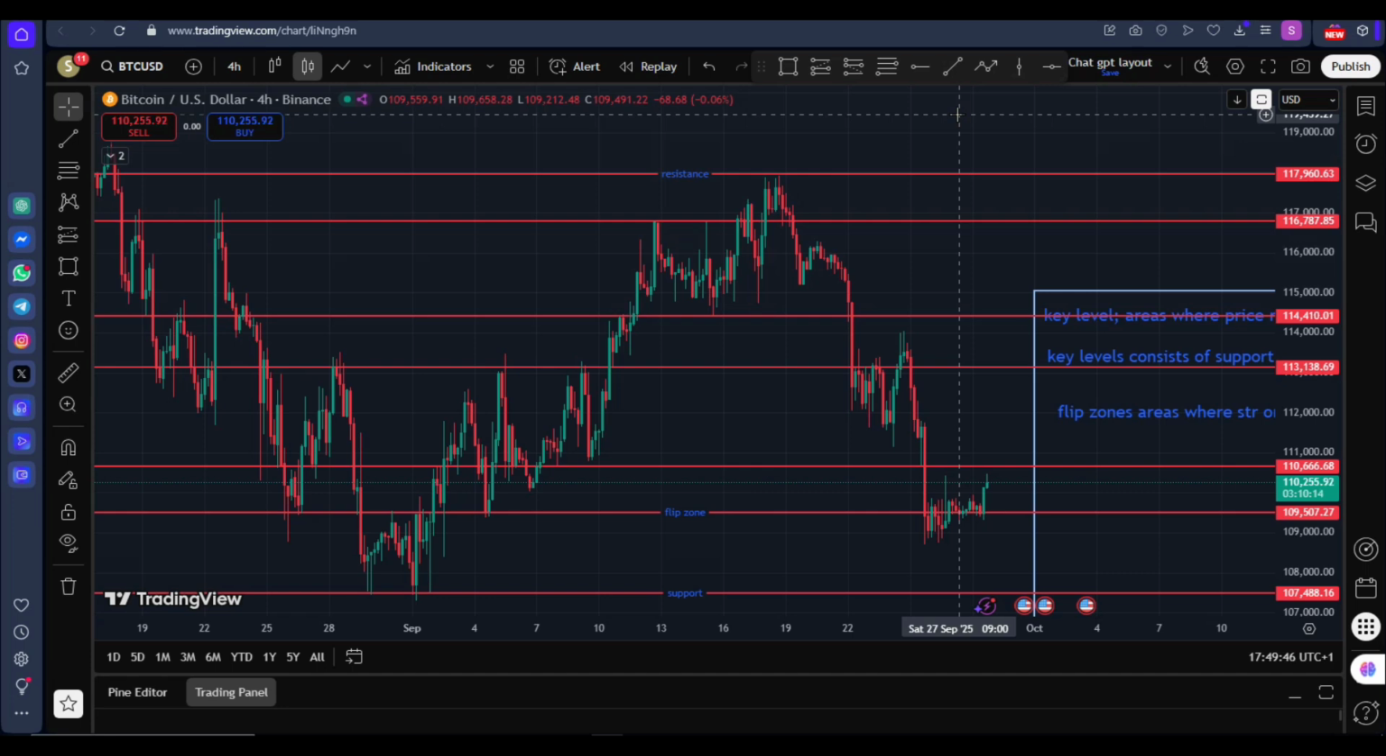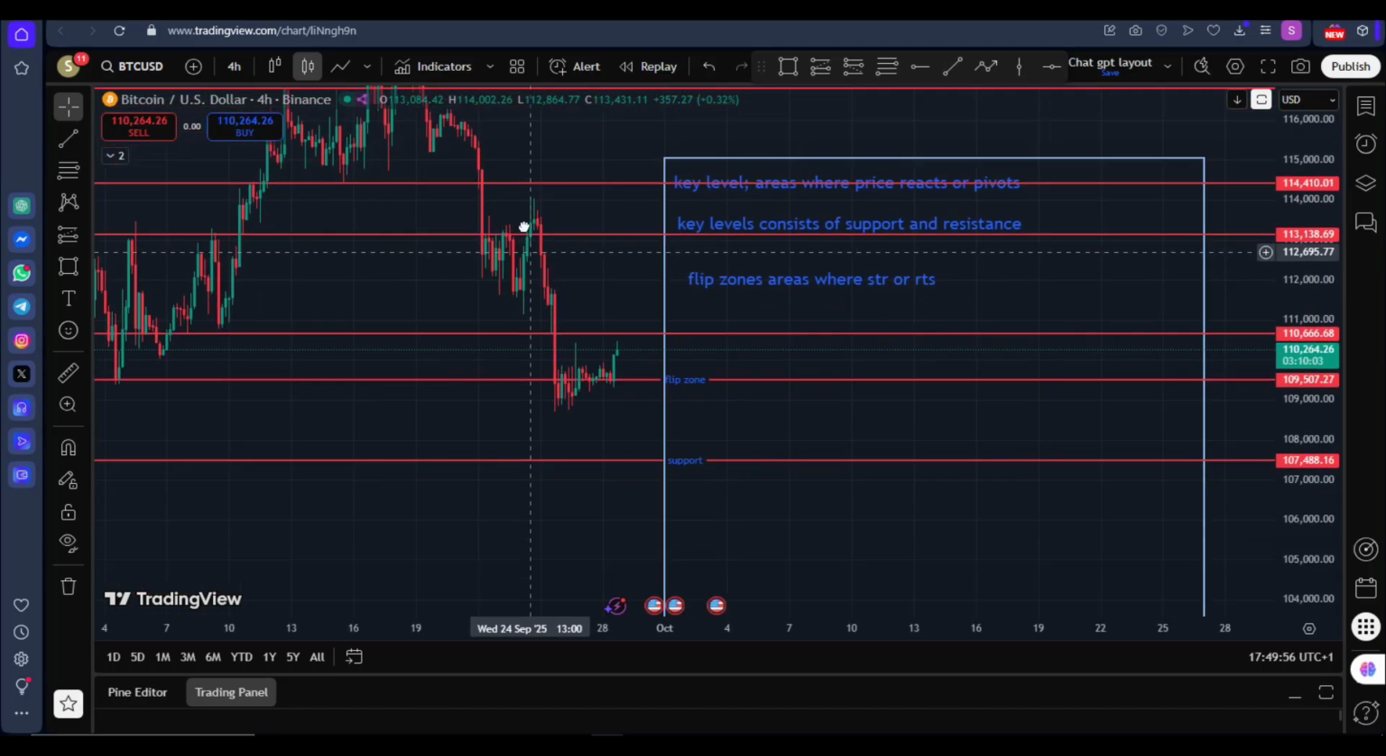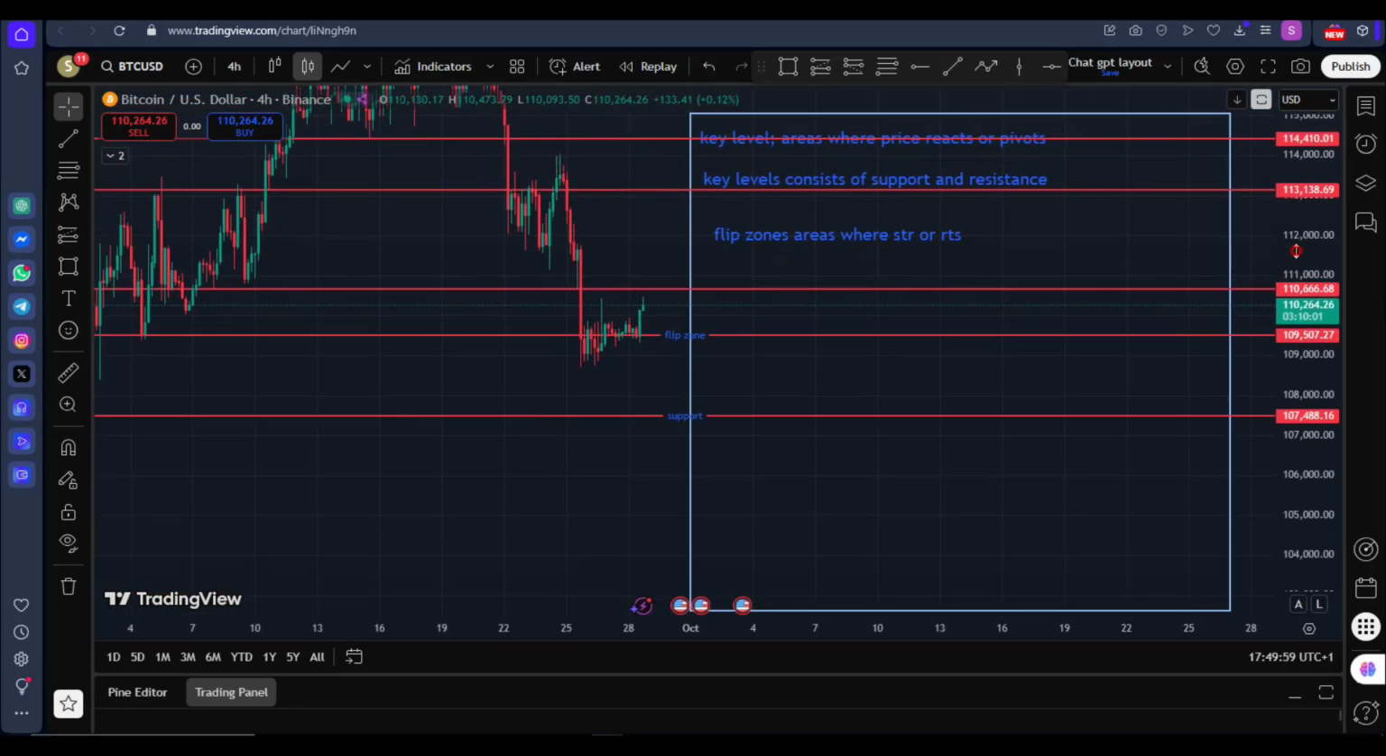Now let's talk about some common mistakes that people make in using these key levels. First of all, like I said, too many lines. You shouldn't really have too many lines. Just focus on the most recent and the most obvious.